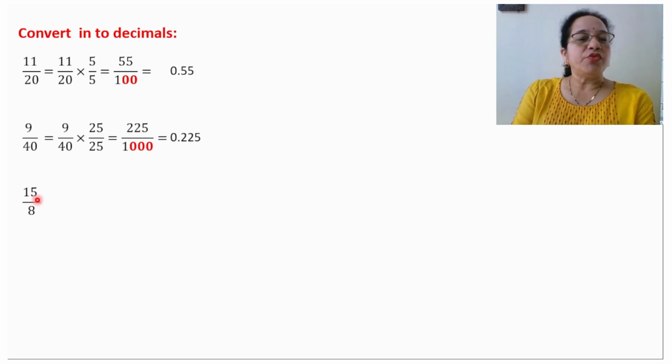Now next one is 15 upon 8. We know that 8 into 125 is 1000, so here we will multiply by 125 upon 125. Multiply numerator with numerator, denominator with denominator, you will get this number. Now in the denominator, 3 zeros are there, so leave 1, 2 and 3 places and your decimal will come between 1 and 8. So the final answer will be 1.875.